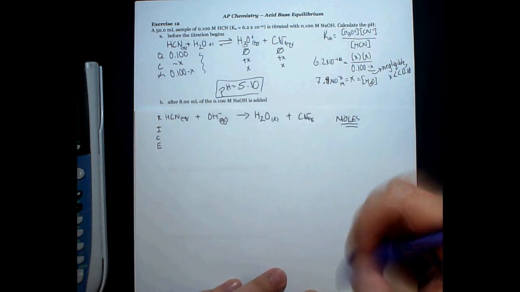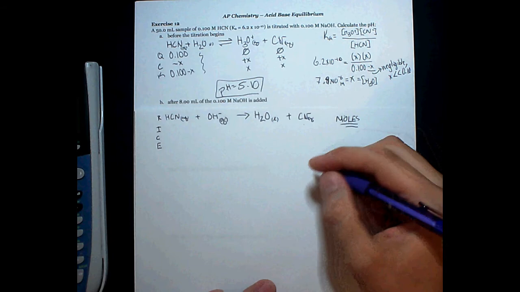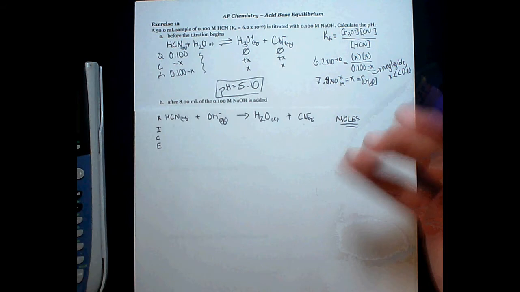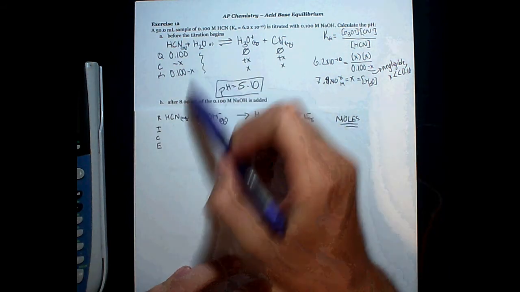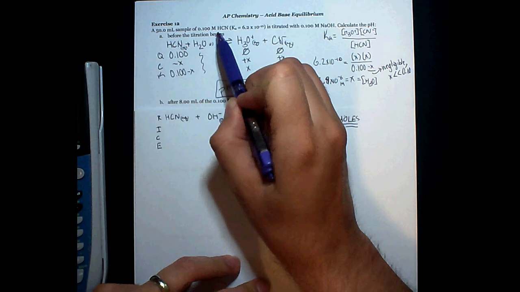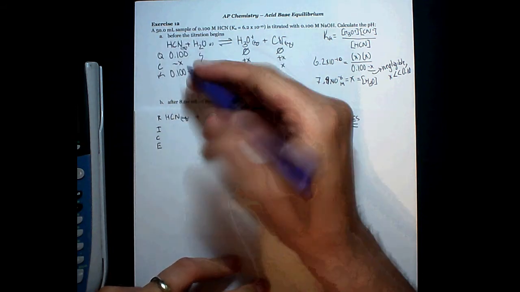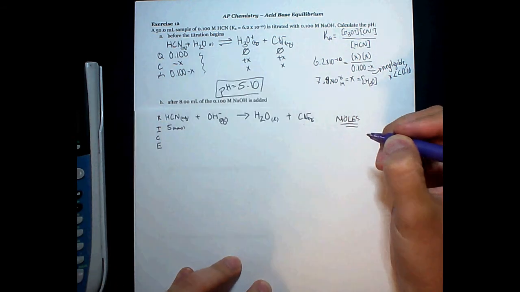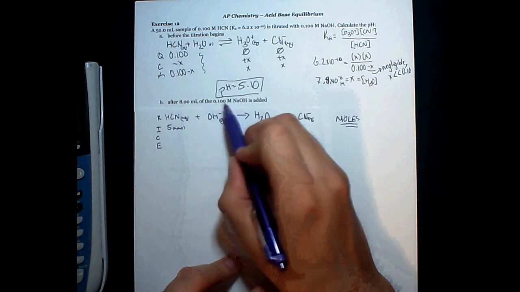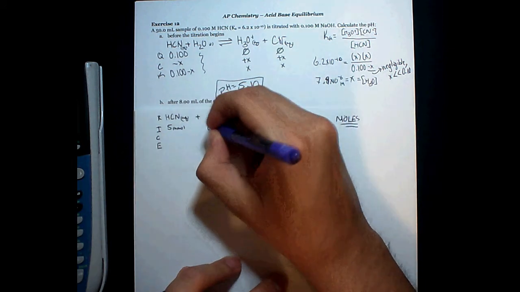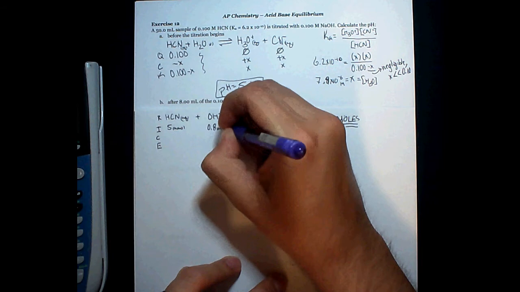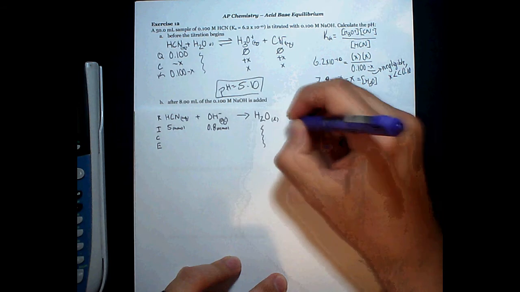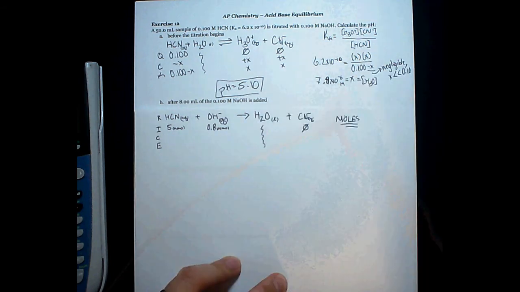Moles go into an ICE table, not concentration, so we've got to calculate the moles. To make my life a little bit easier, I'm going to use millimoles, which is just a 1,000th of a mole. So how many millimoles of HCN do we have at the beginning of the reaction? 50 times 0.1 would be 5 millimoles. Hydroxide, so we did 8 milliliters of 0.1, which would be 0.8 millimoles. This we don't really care about, and we have 0 of this at the beginning.